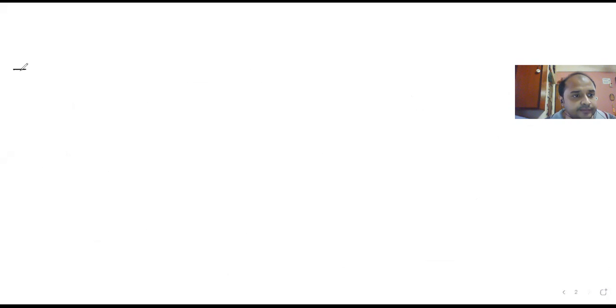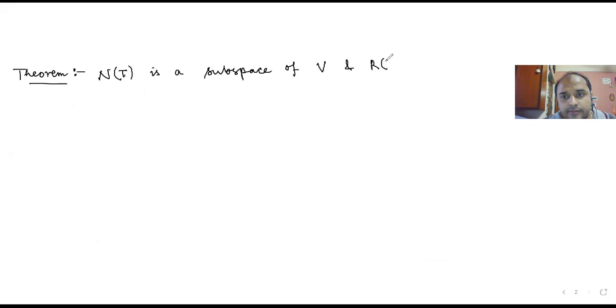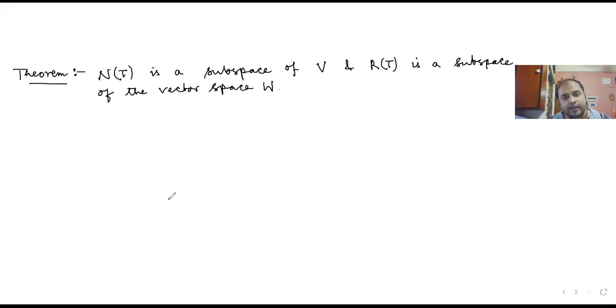So my theorem is: NT is a subspace of the vector space V and RT is a subspace of the vector space W.